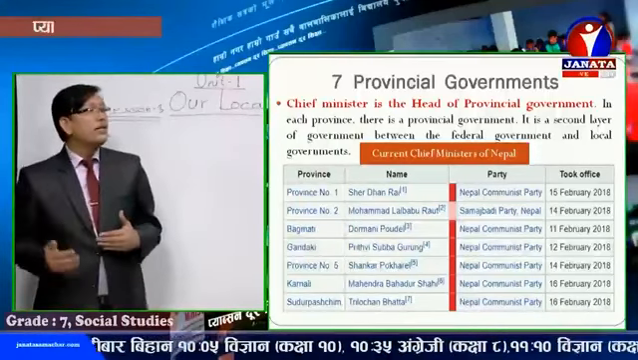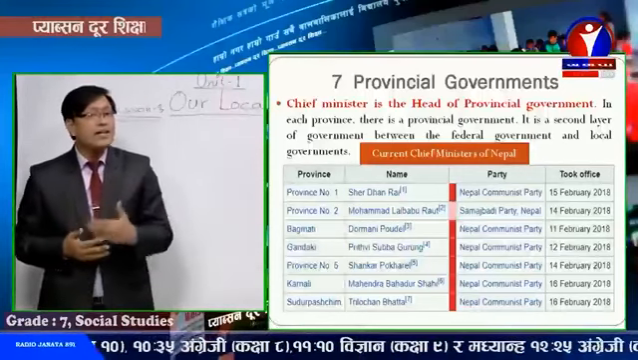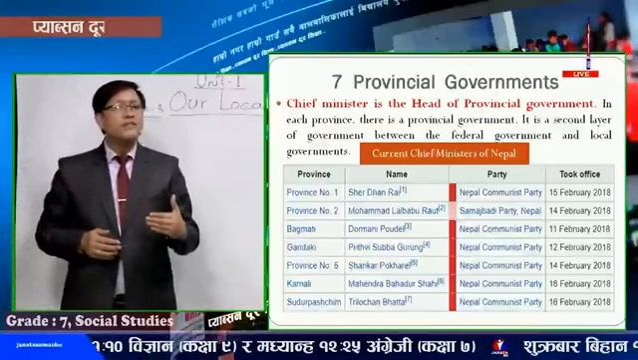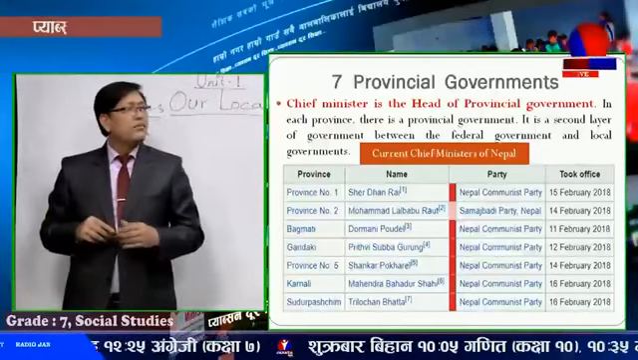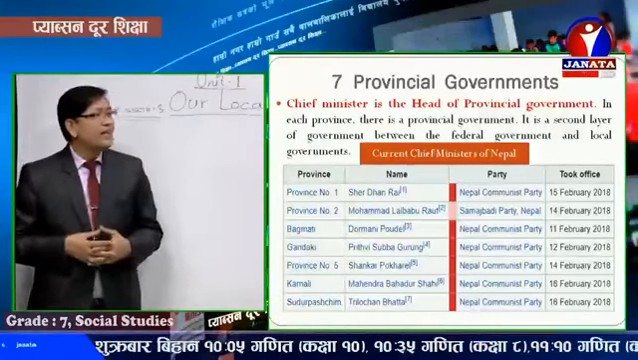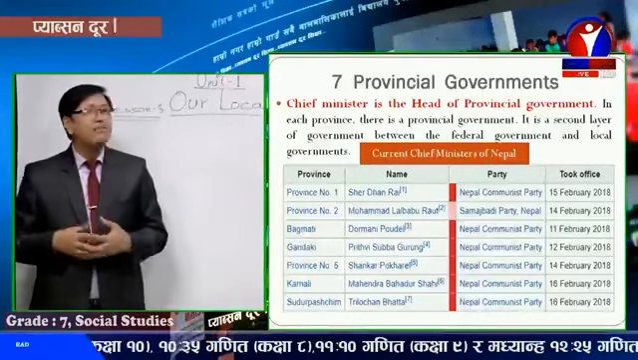In province number 1, Sirdhan Rai is Chief Minister. I think you know, because you are very talented in quiz contests, general knowledge. So province number 1, who is the Chief Minister? Yes, you are right, Sirdhan Rai. And province number 2, Muhammad Lal Babu Rao. And third, who is there? Damodar Dormani Paurel, Chief Minister of Bagmati Province.